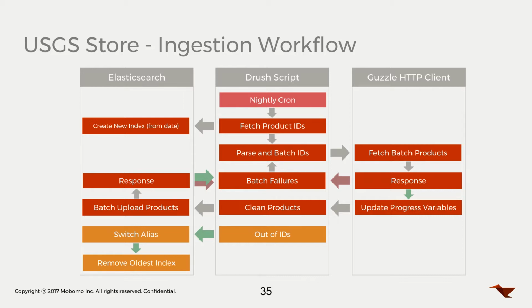Then, if it's good, we go to update the progress variables and clean those products. Again, if they fail, they go up. If not, then we're good. This keeps running and running until we're out of IDs.